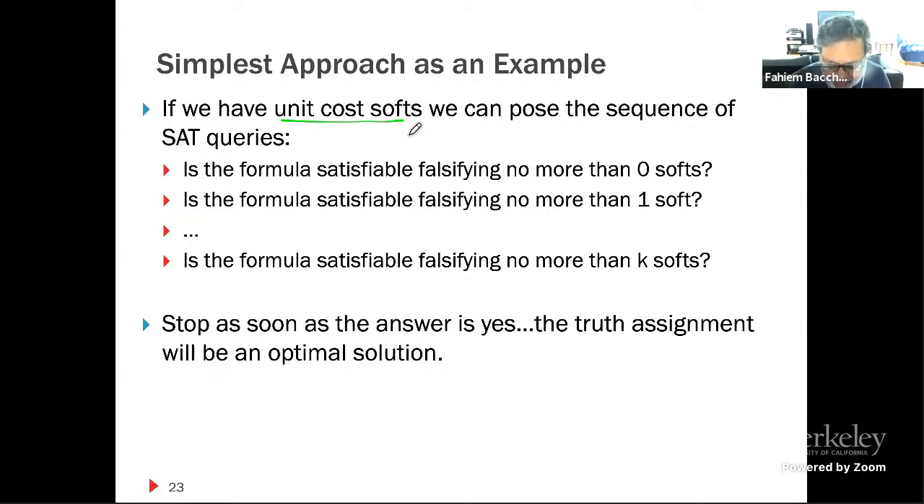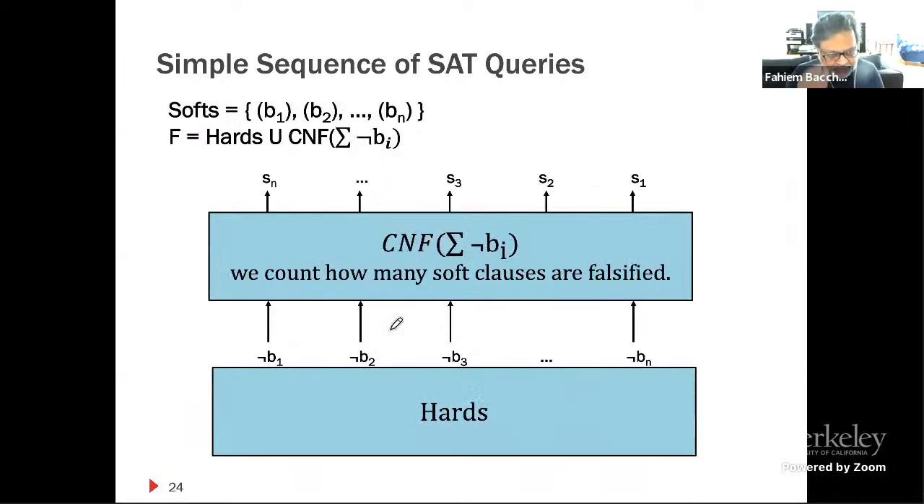Satisfiable, falsifying no more than k softs? So you ask this sequence of SAT queries and you stop as soon as the answer is yes. And then you know that you can find a solution satisfying only k softs. And how would you do this in practice?